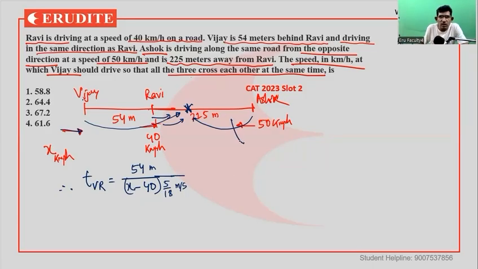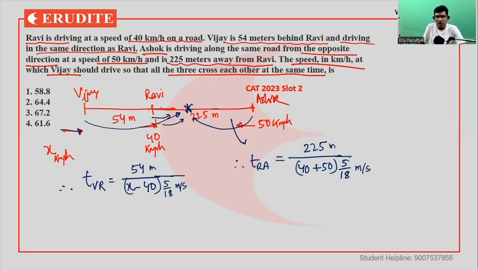Now, what about Ravi and Ashok? What's the time for meeting Ravi and Ashok? Now they are moving in opposite directions with an initial gap of 225 meters. So the time taken will be 225 divided by the relative speed, which is now 40 plus 50, since they are moving in opposite directions. This is in meters, and I have also converted the speed to meters per second. Now both timings must be the same so that all three cross at the same time. So if I equate their timings, then what can we say?